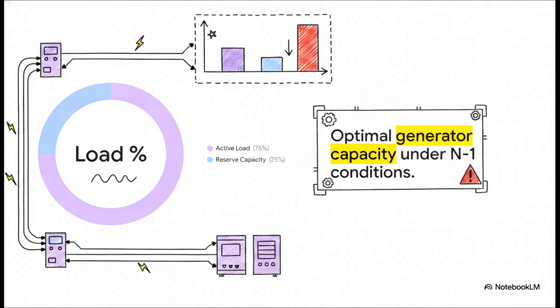To visualize a perfect N-1 design, we ideally want those remaining online generators to run at around 75% capacity. That is the absolute sweet spot right there. It means they're running efficiently, but more importantly, it leaves a 25% reserve capacity. This buffer is critical because it ensures the generator stays safely below that dangerous 125% overload trip threshold if another machine suddenly kicks on. It's all about building in bulletproof resilience.